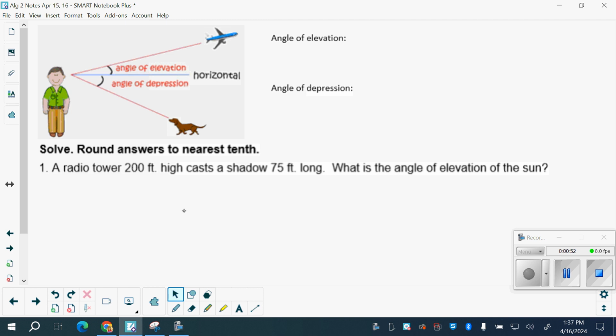And then an angle of depression would be, again, always with a horizontal line, and we're looking down, depression, down to the dog. So here's the angle of elevation, and here's the angle of depression. If I place one on top of the other, what's the name of that shape there? The rectangle. It's a little hard to see that the sides are not the same length, but it's a rectangle.